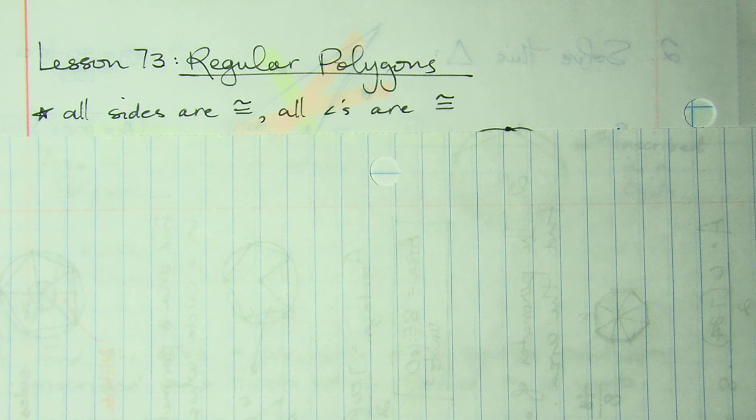Good morning, Trig. We're going to cover lesson 73, more review on geometry, but it is all about regular polygons, so there's no parts A, B, C. So let's review what a regular polygon is. A regular polygon means that all of our sides are congruent and all of our angles are congruent. So your interior angles, your exterior angles, they're all congruent.